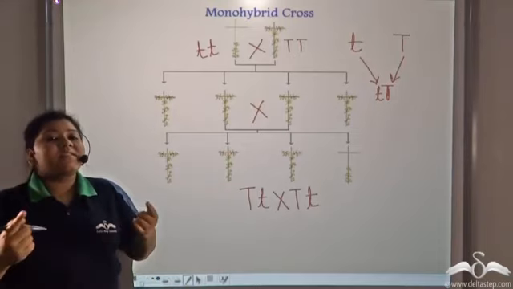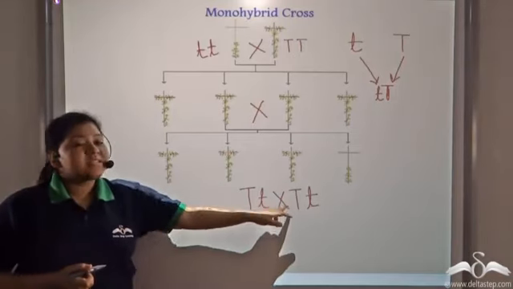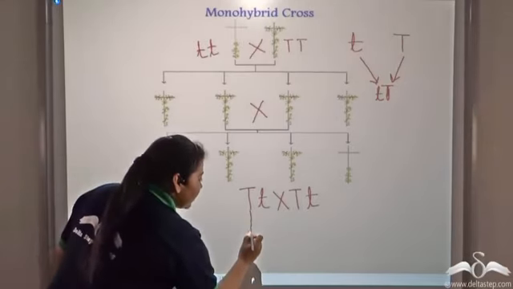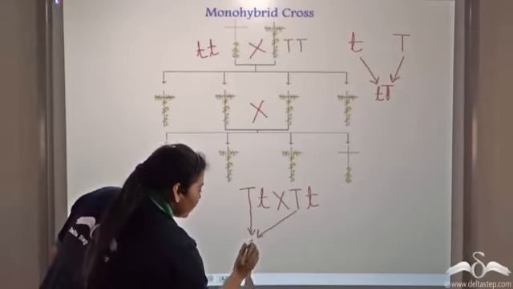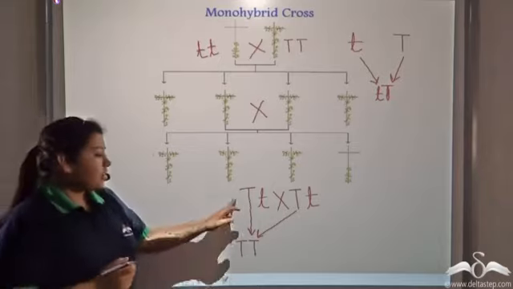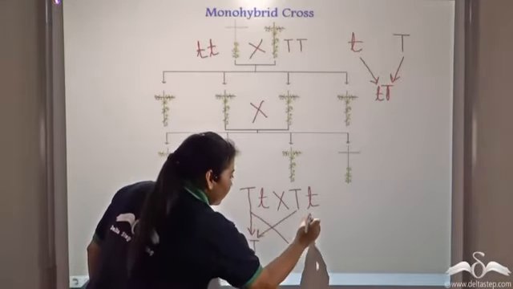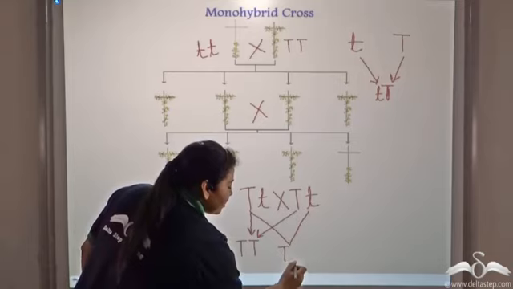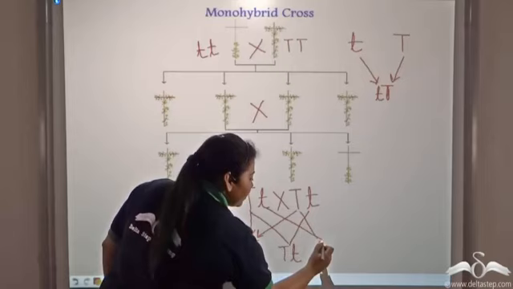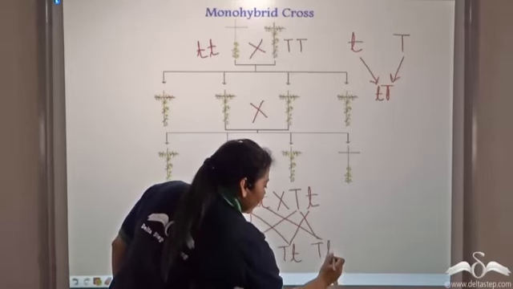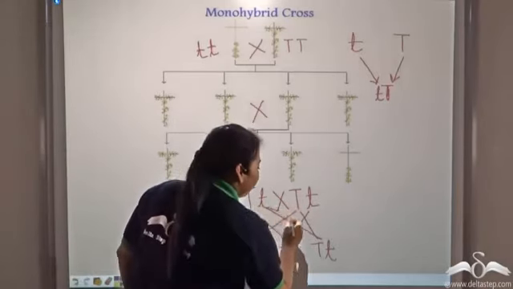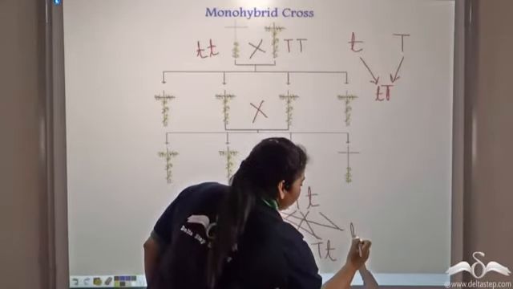Now, what are the various arrangements that can form from this cross? Yes, capital T can come with capital T to form 2 factors, capital T, capital T. Next, it can form capital T, small t. Again, these two can form capital T, small t. And finally, small t and small t combines to form small t, small t.